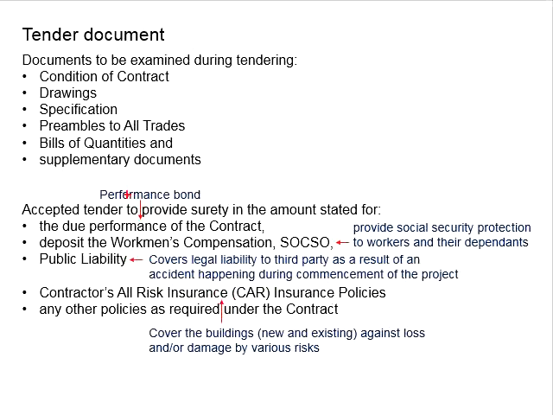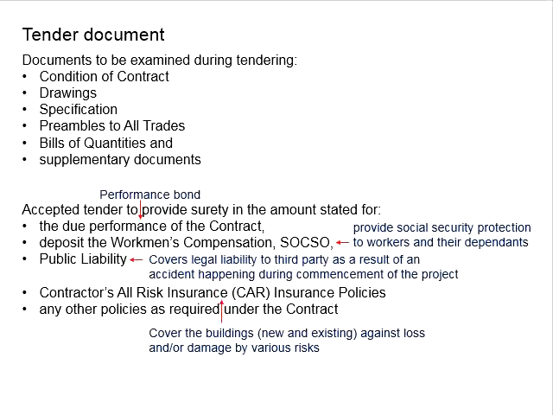There will also be surety for public liability. It is also a form of insurance that covers the legal liability to a third party as a result of an accident happening during the commencement of the project. The workmen's compensation covers the workers. The public liability will cover the third party, which is not the workers, normally the general public.